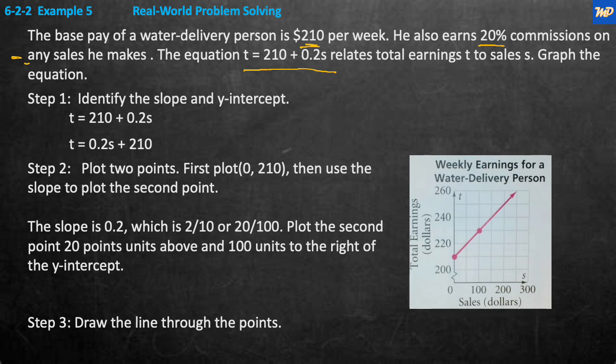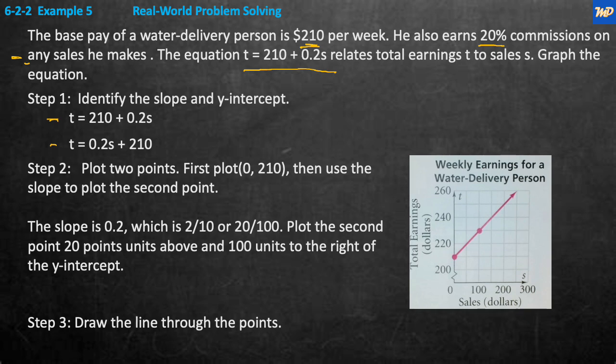So graph the equation. First, step 1, identify the slope and y-intercept. So what is the slope and y-intercept? Well, we've got to put this equation that they gave us in slope-intercept form. We do that just by moving these two around. Using the associative property of addition, we can move these back and forth without any problem. So now we have T is equal to 0.2S plus 210.